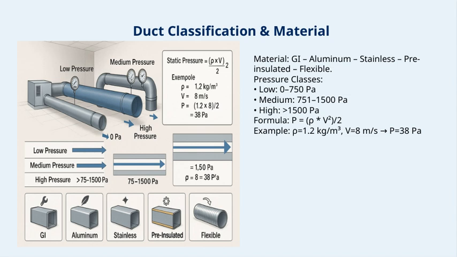An important concept here is the pressure formula, which helps us understand how pressure relates to air velocity and density. The formula is P equals rho times V squared over 2. To make this more tangible, consider an example. If the air density is 1.2 kilograms per cubic meter and the velocity is 8 meters per second, plugging these into the formula gives us a pressure of about 38 pascals.